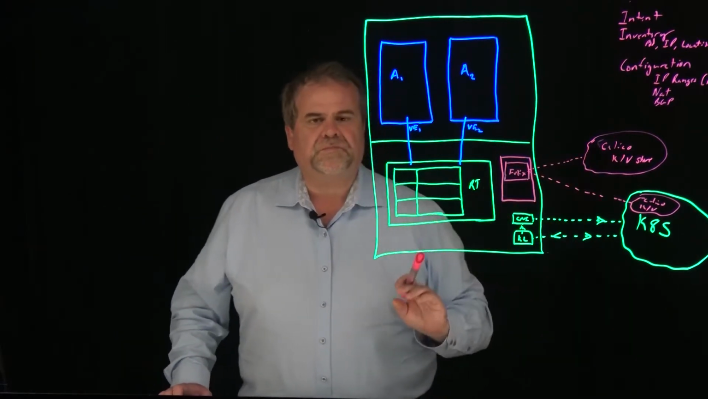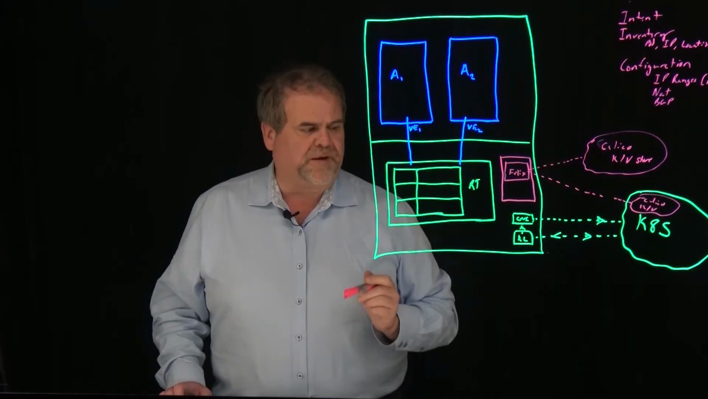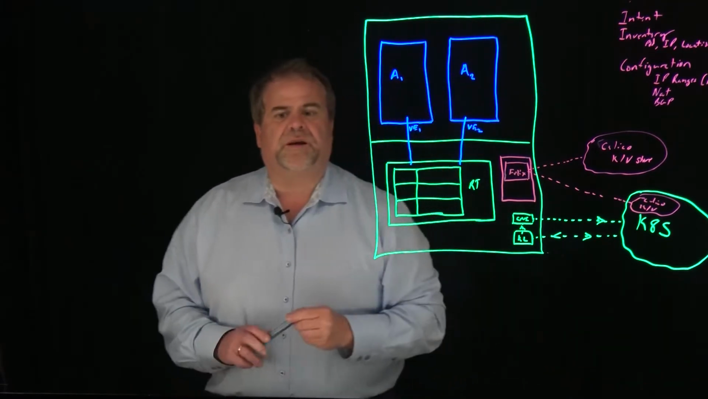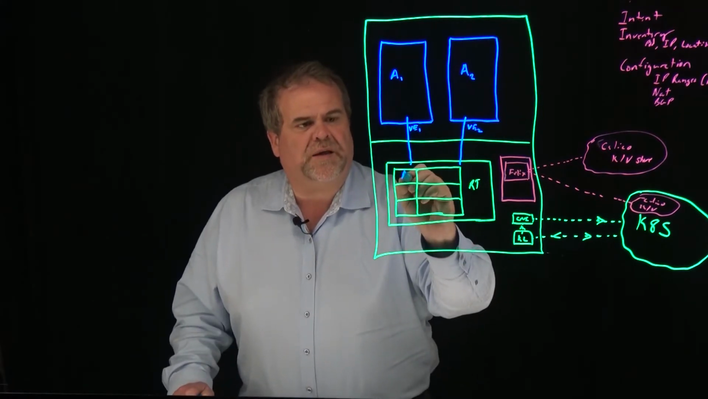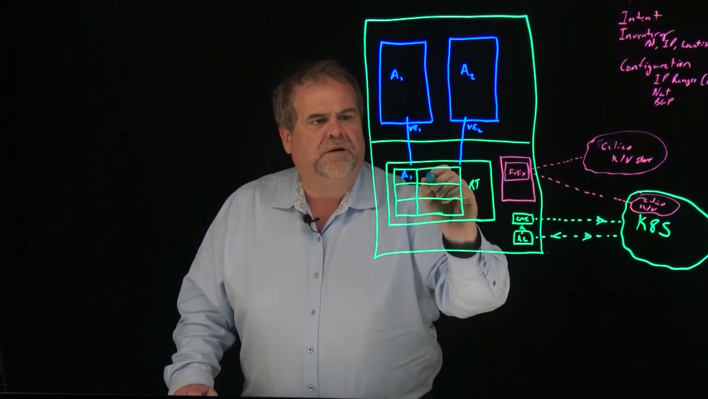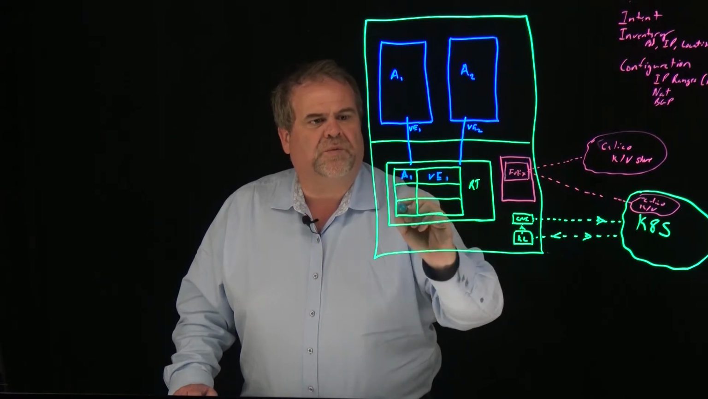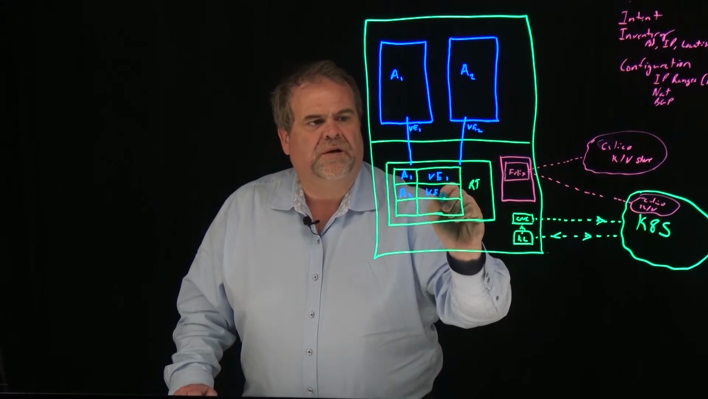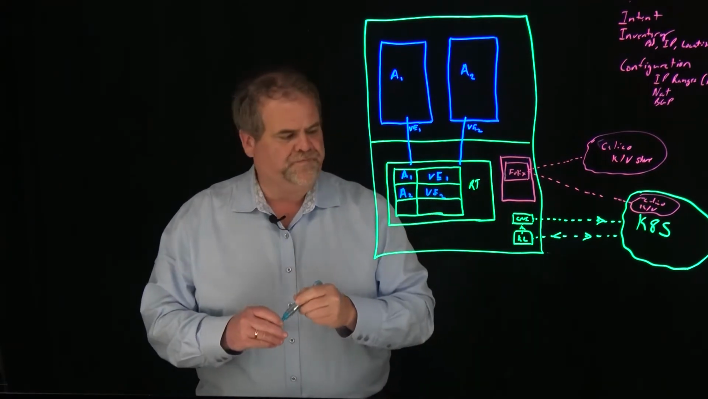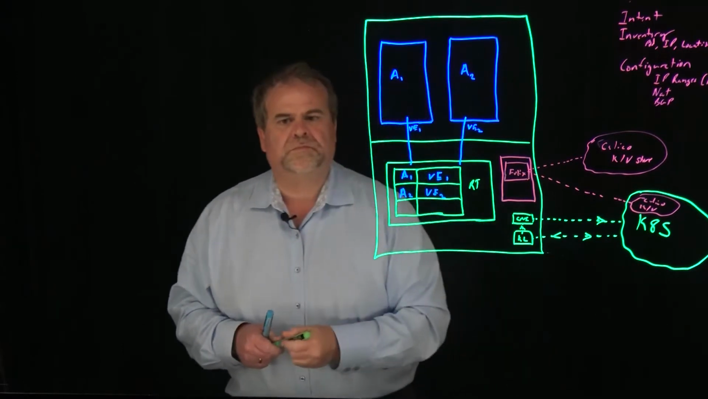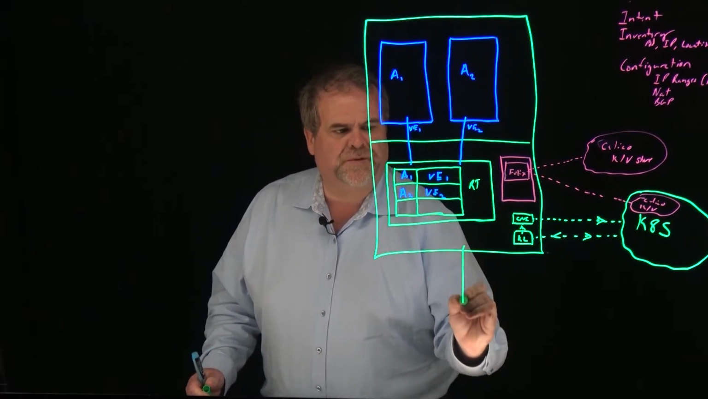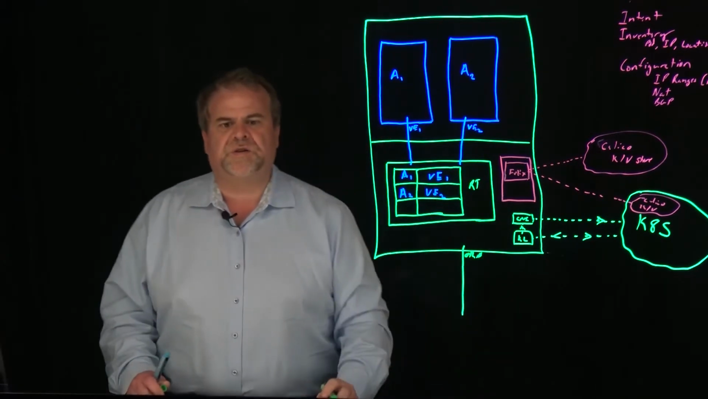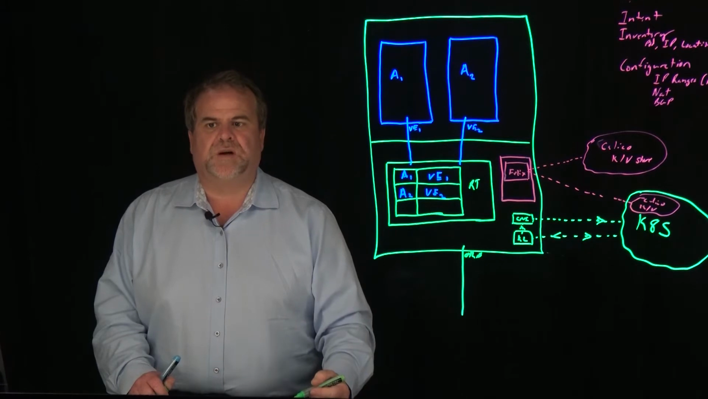So Felix will now find out about this. So all Felix is going to do is update this routing table. So it's going to say IP address A1, next hop is virtual Ethernet 1. It's going to say IP address A2, next hop is virtual Ethernet 2. Now, similarly, we might call this Eth0. The host has a network connection as well.